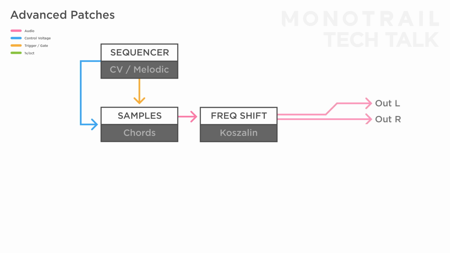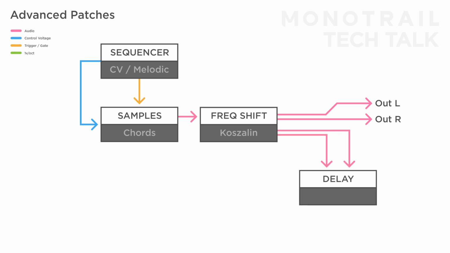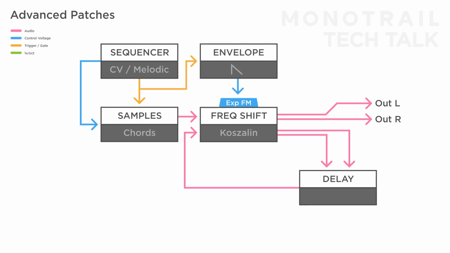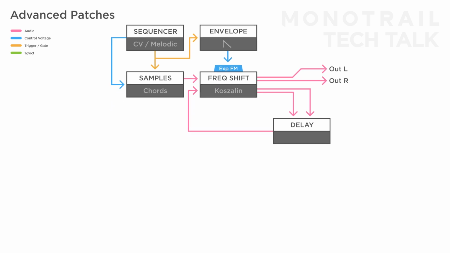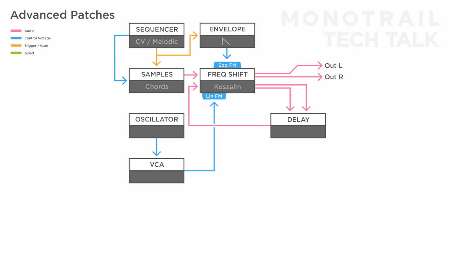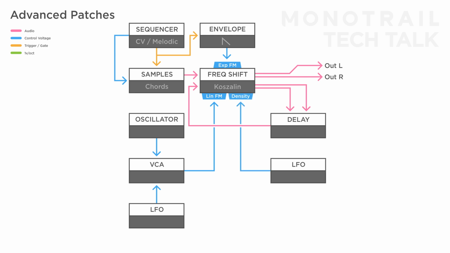The left down and right up shifted outputs are used as the main audio outs, but the other outputs are sent into a delay and then back into the right input of Koszalin. A copy of the trigger is firing off an envelope modulating the exponential FM. An oscillator through a VCA is modulating the linear FM, with an LFO modulating the depth. And finally, another LFO is modulating the density.